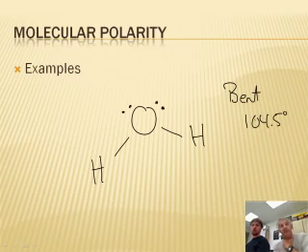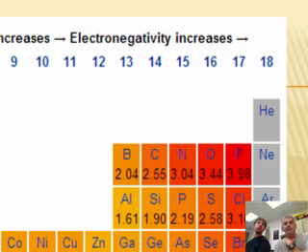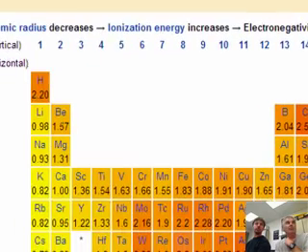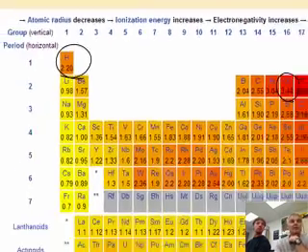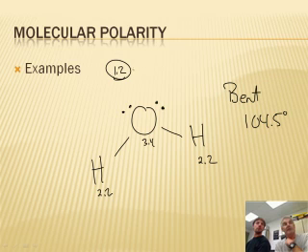Now, is the bond polar or not polar? To do that, I would go back and look at this table of electronegativities. Oxygen is 3.4, hydrogen is 2.2. That's a difference of 1.2. Now remember, is that greater than 0.5? It is. So the bond is polar.